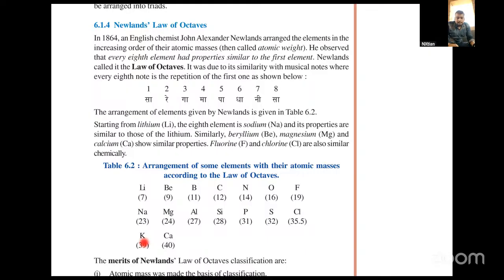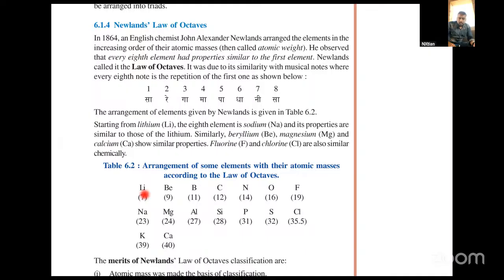Did you understand? No, you didn't understand anything. So I'll repeat it. You said lithium and Na, sodium. Every eighth element, when he arranged them in increasing atomic masses, he found that the first, which is lithium, and the eighth one, like one, two, three, four, five, six, seven, and the eighth one, they both share the same or similar properties.